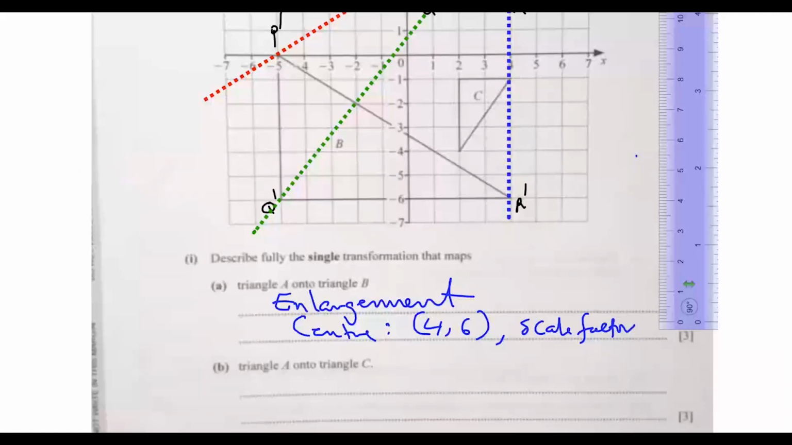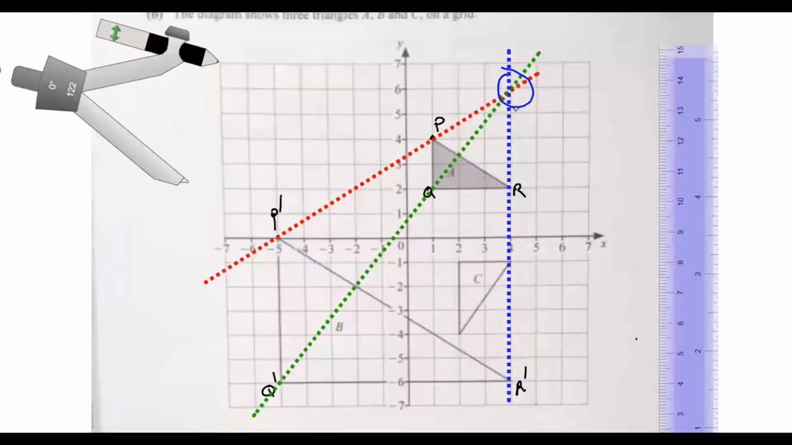So let's scroll up and see. This is the center of enlargement. So let me just use a vertex from the object and the image respectively. From point R, let's count to the center of enlargement. That will be 1, 2, 3, 4. So that is 4. If you multiply by 3, that will be 12.